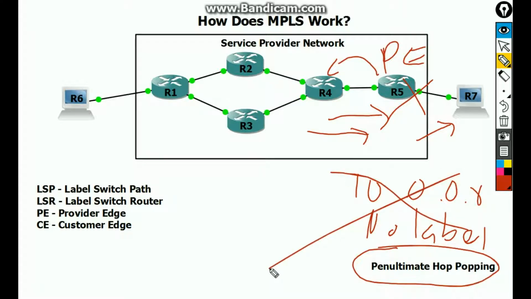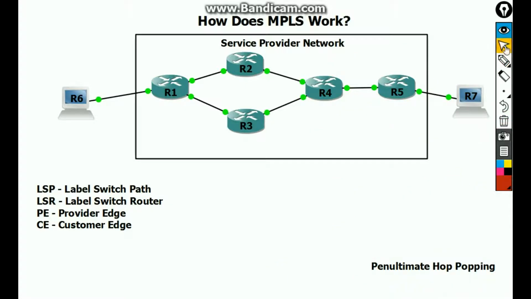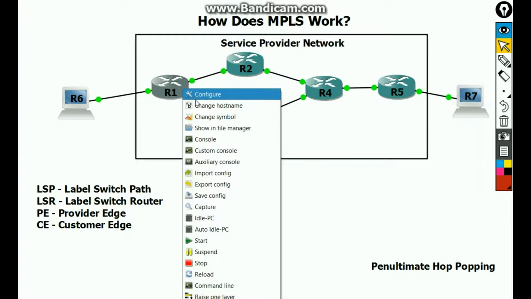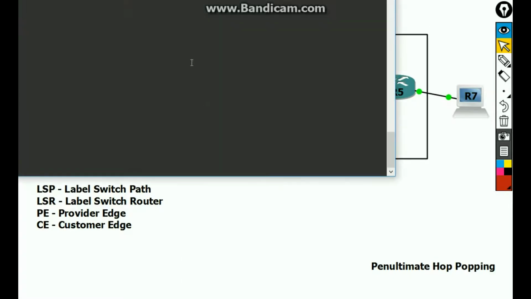I'm gonna take it off, and router 5 is gonna receive this packet with no labels, and then it should be able to route from there. So let me get into the CLI, and let's see this label switch path. Or these labels, I should say. Let's go to router 1.